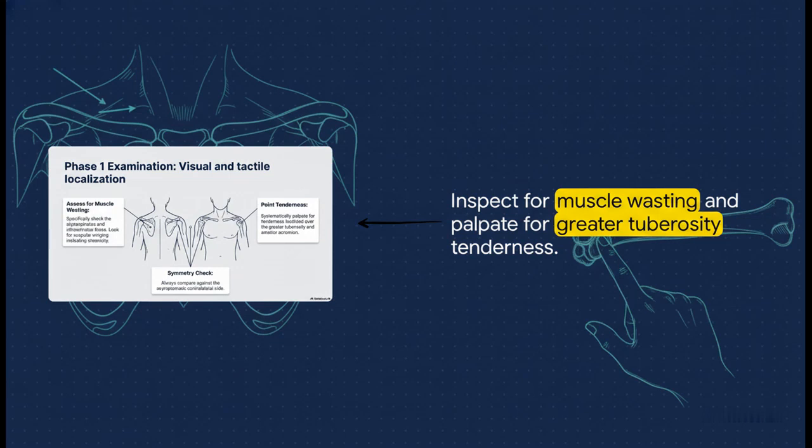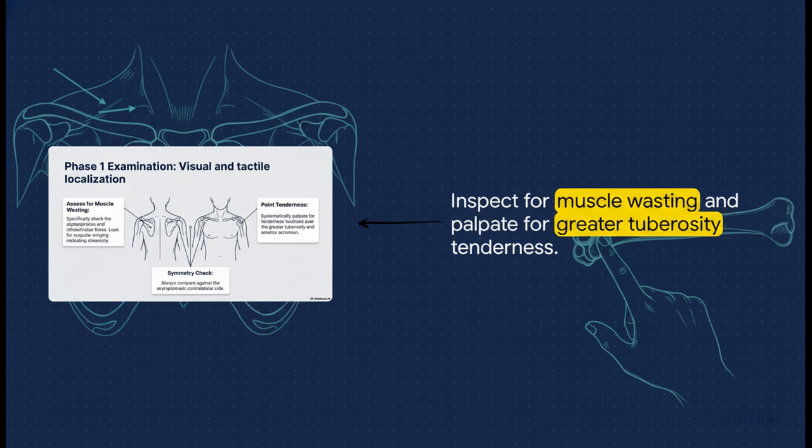Now, we examine the patient. And the first step is simply to look. Stand behind your patient and inspect both shoulders. You're looking specifically for muscle wasting. A little hollowed-out appearance here in the supraspinatus and infraspinatus fossae suggests that the problem has been there for a while. And always, always compare it to the good side. Next, you palpate. Your fingers should systematically find the greater tuberosity, and tenderness localized right at this point is a key sign.